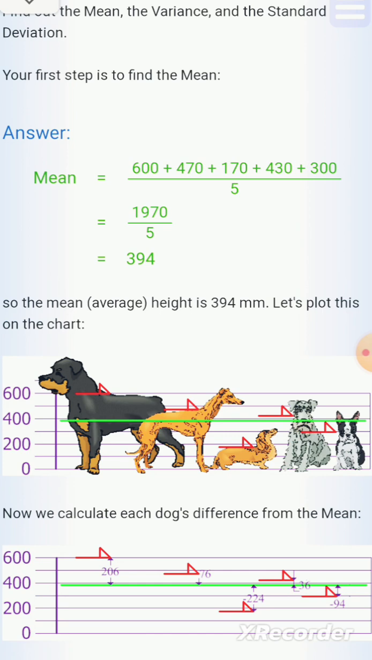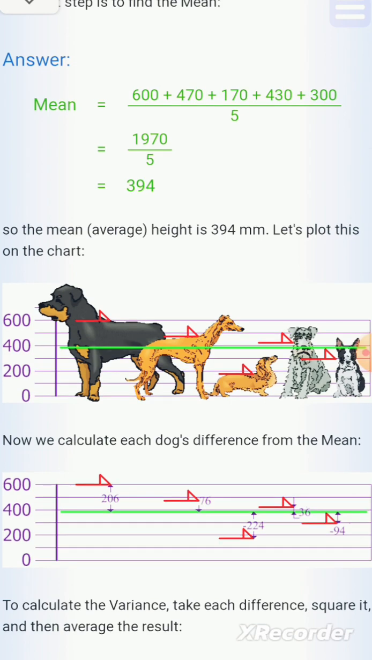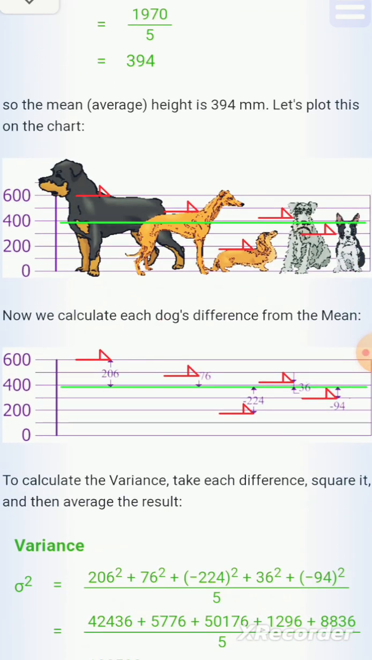Now, of course, we have a couple dogs that are way above and way below. Our Rottweiler's way above the line, and the Dachshund is way below. But that's why we're going to find the standard deviation to show and represent that not all of our dogs are right there at that height, right around that 394. Some of them are a little smaller dogs, and some of them are larger, but in the end, the average comes to 394. We're going to calculate each dog's difference from the mean, so the difference in their height from the mean itself.